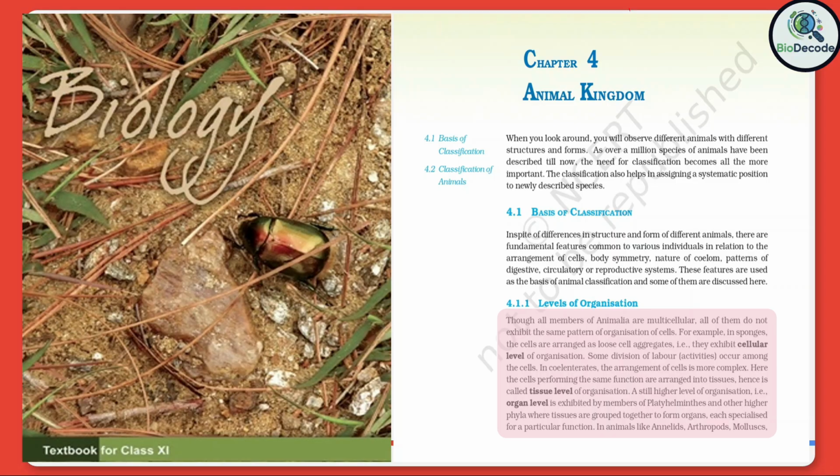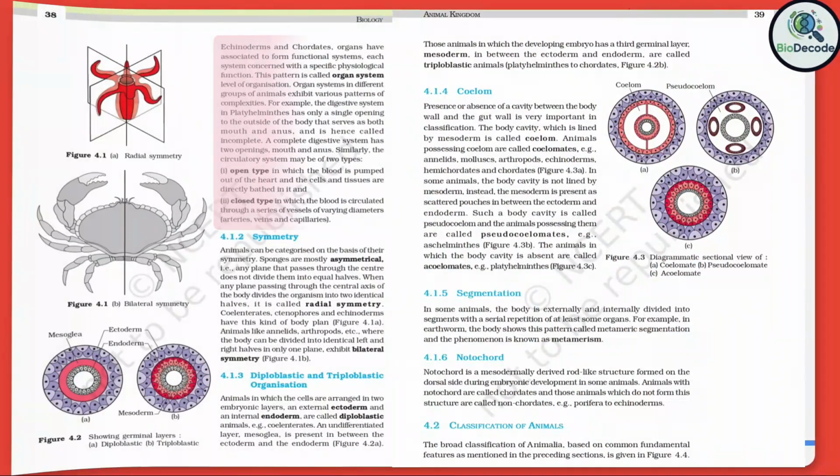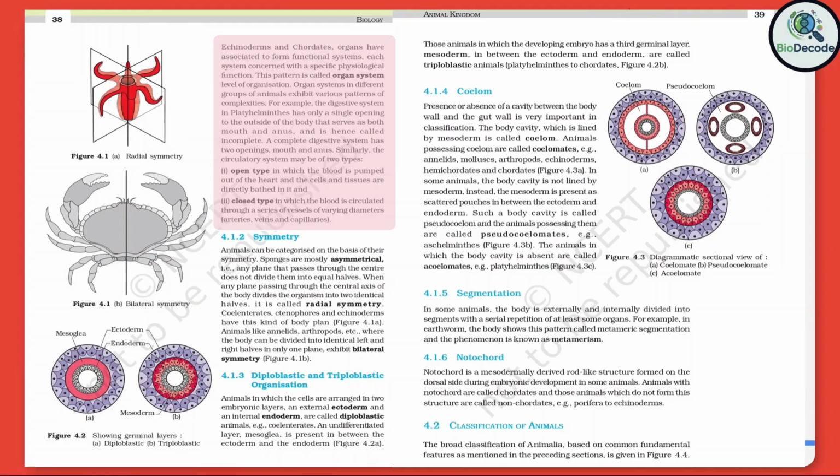A still higher level of organization, that is organ level, is exhibited by members of Platyhelminthes and other higher phyla where tissues are grouped together to form organs, each specialized for a particular function. In animals like annelids, arthropods, mollusks, echinoderms, and chordates, organs have associated to form functional systems, each system concerned with a specific physiological function. This pattern is called organ system level of organization.